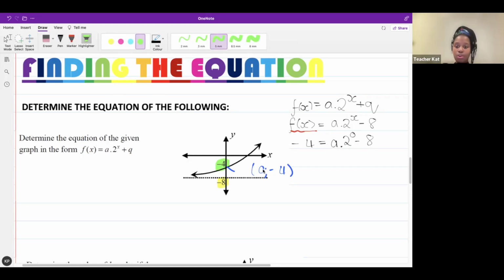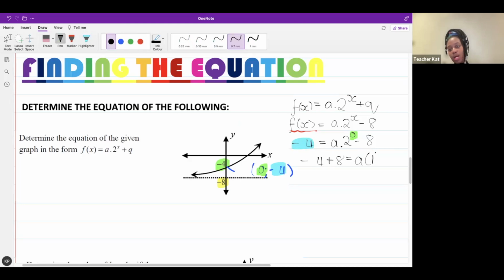And if you're wondering where I got all of those, this is where 0 comes from, and this is where the -4 comes from. Okay, nice. Take the -8 over. So I'll have -4 plus 8 is equal to a times 1. And what is -4 plus 8? Therefore, a is equal to 4. Now we have all of our components because we can write my equation, which is f of x is equal to 4 times 2 to the power of x minus 8.